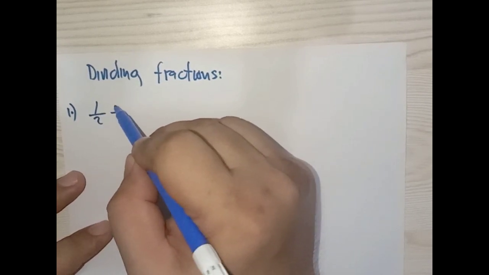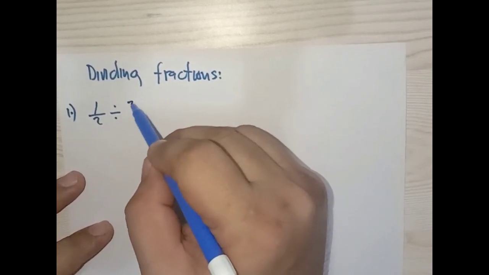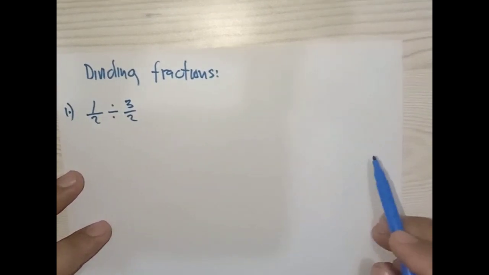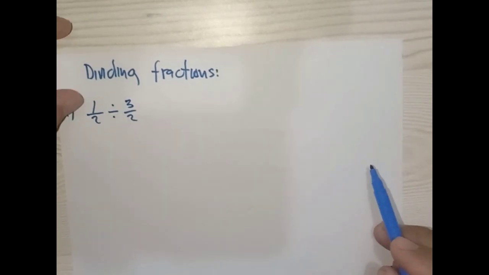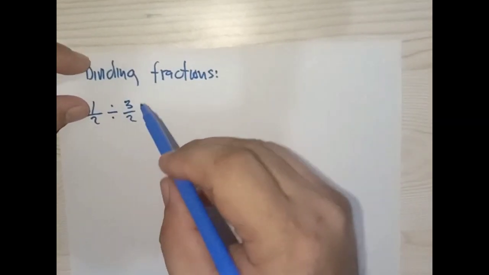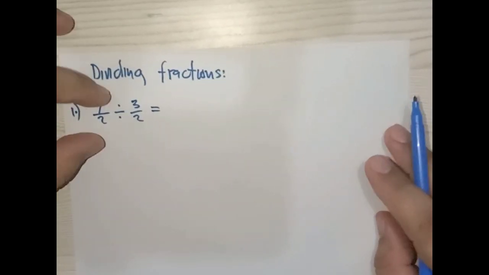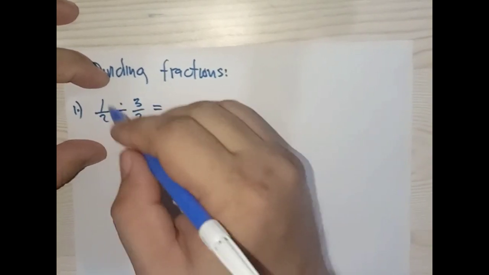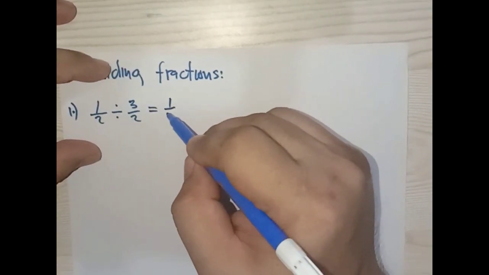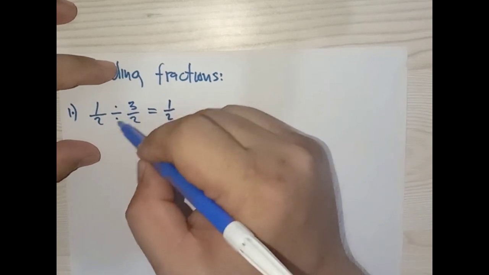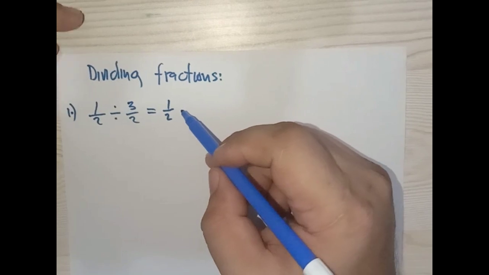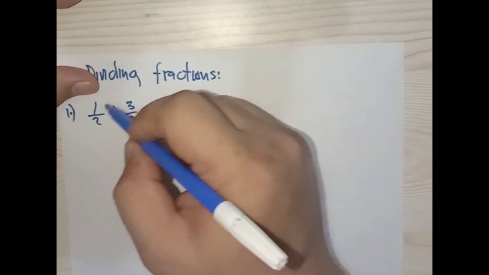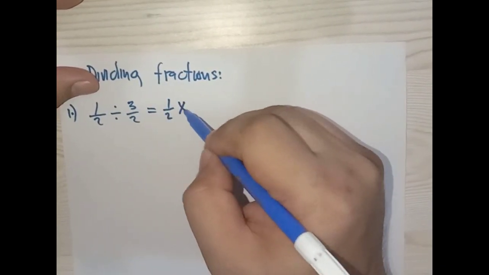1/2 divide 3/2. Okay? So, our first step in dividing fractions is to copy the first term, which is 1/2, and then the operation is changed into multiplication. Okay. Itong division na to, i-change natin sa multiplication.